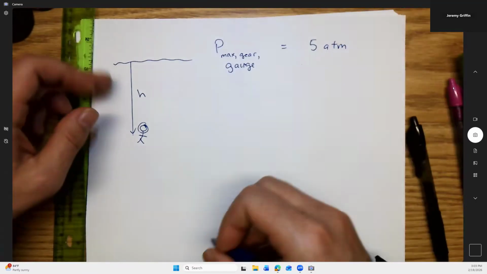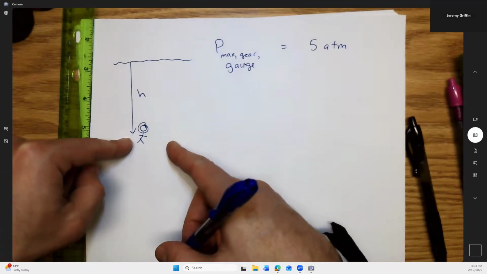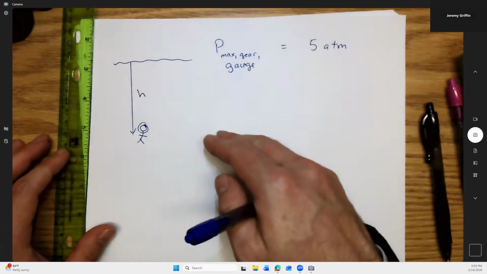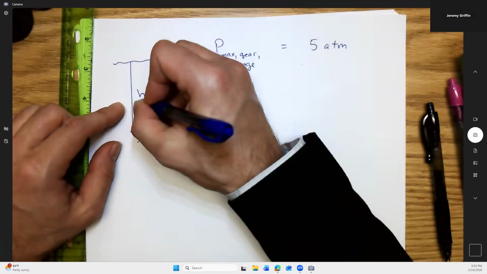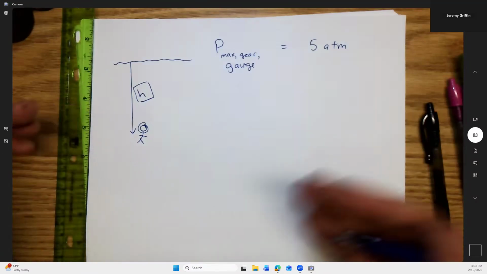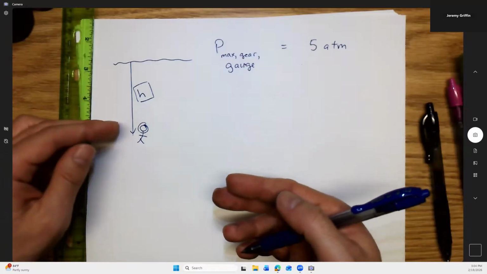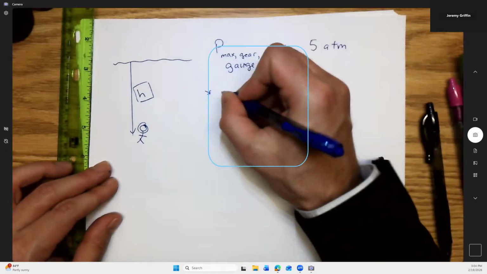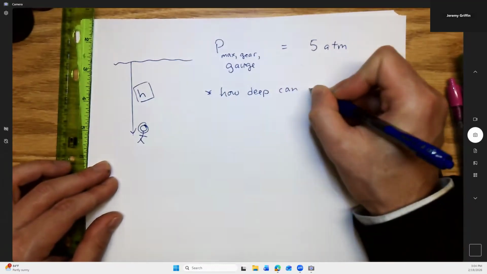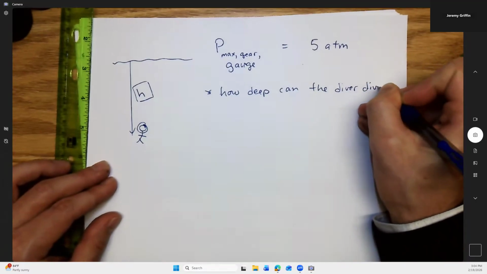Once you go beyond 5 atmospheres, now you're really running the limits of your equipment and it might implode and that would be bad. So you can only go down to where the pressure is 5 atmospheres. But what depth is that? Because that might be a more tangible number. Like, okay, I'm buying scuba gear and it can handle 5 atmospheres of pressure. But that means I can dive how deep? That's the question. How deep can the diver dive safely?